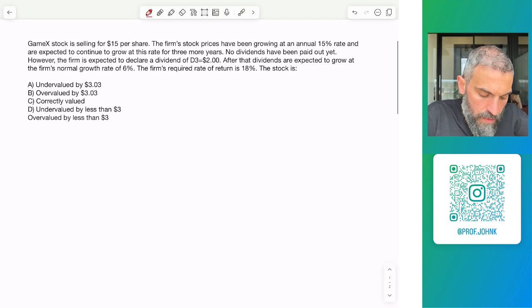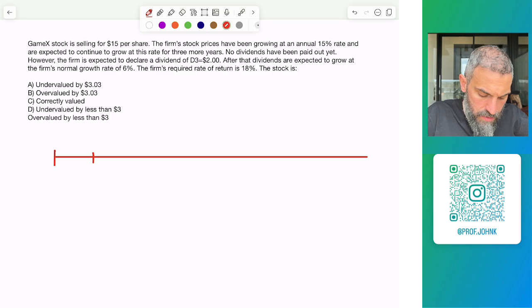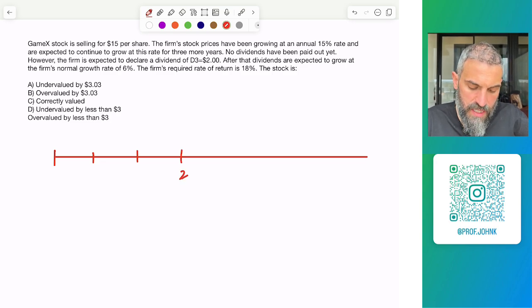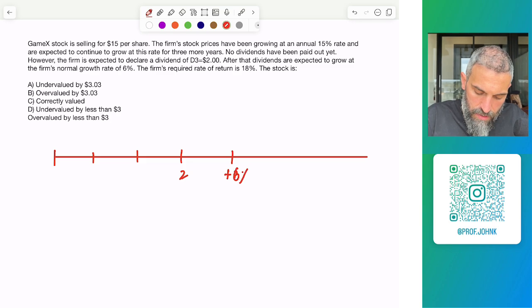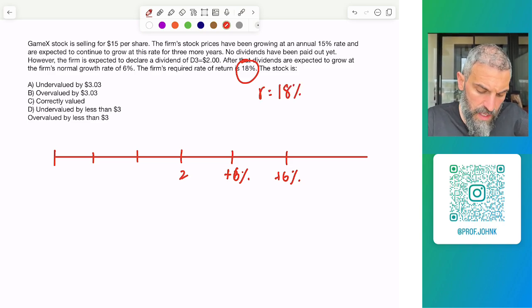So let's draw this out. So 1, 2, 3. They're going to pay a $2 dividend 3 years from now, and then it's going to grow at 6%. So every year after that, it'll grow by 6%. The required rate of return is 18%. So we're going to use that as our return.